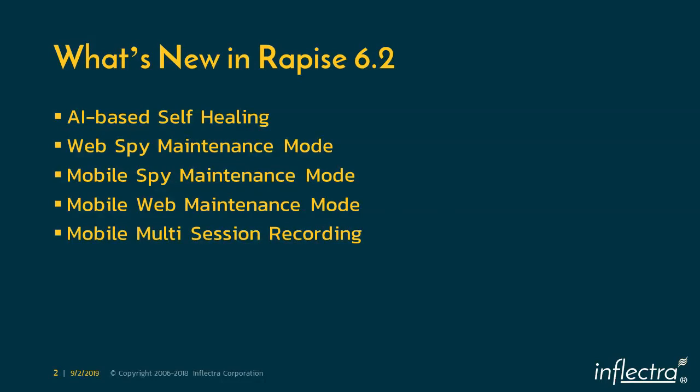Rapise 6.2 is a faster and more efficient way to service your tests. With the new self-healing feature, we can automatically restore most web object locators when an application is changed. We see areas where maintainability is limited in all available solutions on the market.